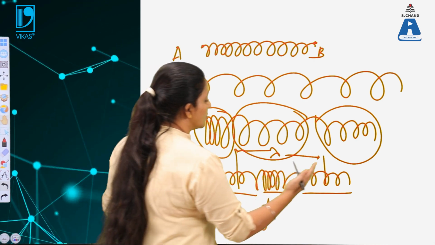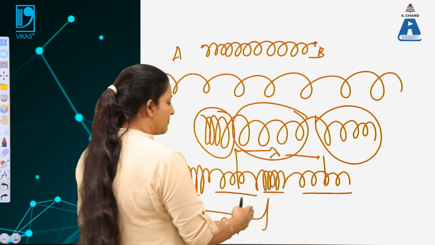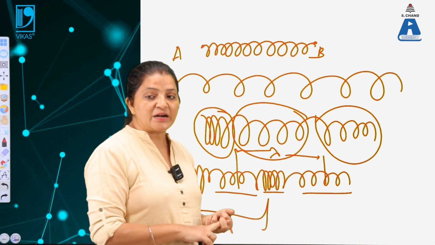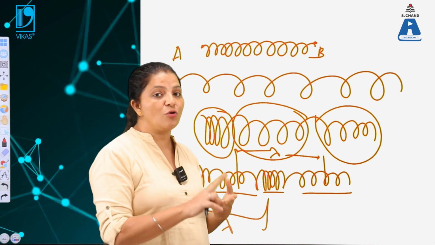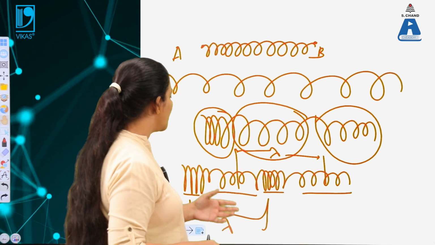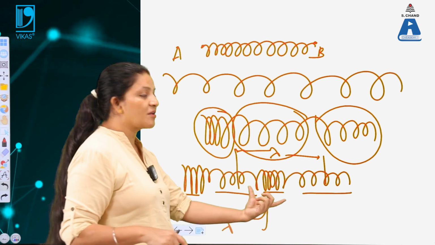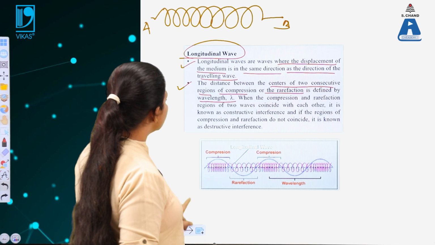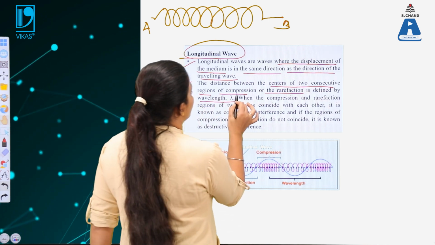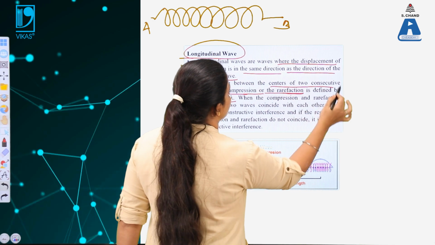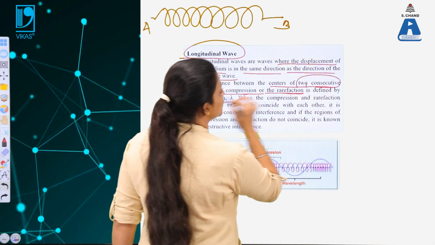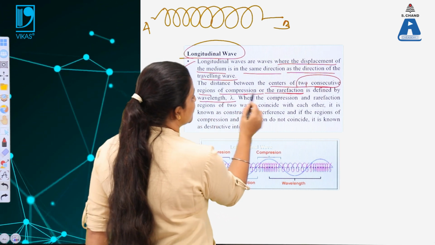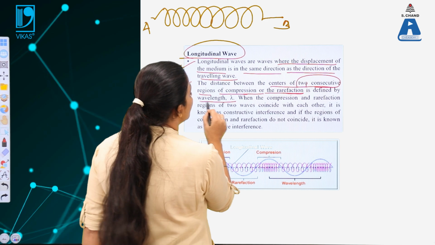So, why do we say consecutive? Because, same as the transverse wave, the distance between two consecutive peaks is known as the wavelength, or the distance between two consecutive troughs is known as the wavelength. Here, compression and rarefaction are the two factors for the longitudinal wave. So, in the longitudinal wave, the distance from the centers of two consecutive regions of compression or rarefaction is known as the wavelength.